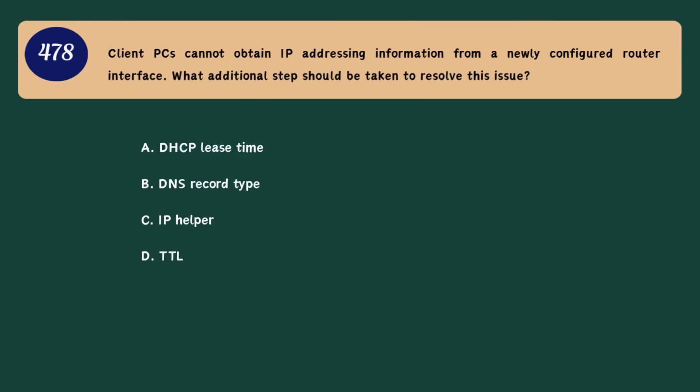Question 478. Client PCs cannot obtain IP addressing information from a newly configured router interface. What additional steps should be taken to resolve this issue? A. DHCP lease time. B. DNS record type. C. IP helper. D. TTL.